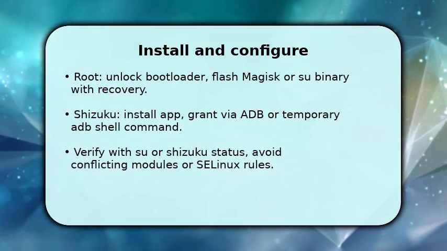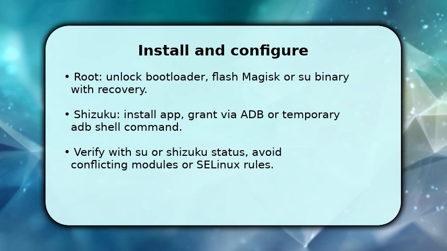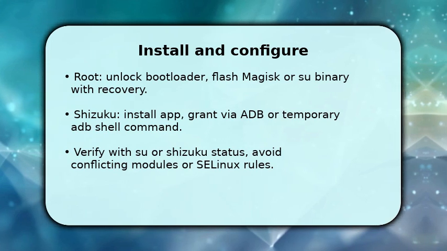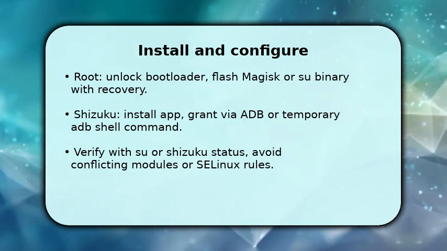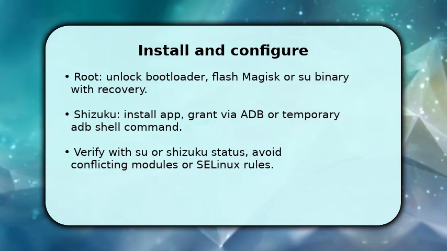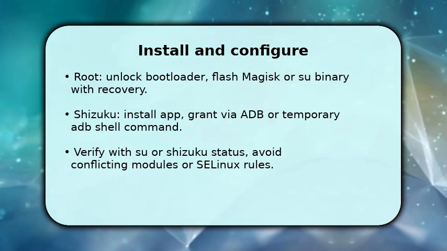You proceed with installation. For root, unlock the bootloader and flash Magisk or the SU binary using a custom recovery. Keep Magisk Manager for module control. For Shizuku, install the Shizuku APK and grant it elevated access via ADB using the Start Foreground Service command or the ADB shell Shizuku grant flow.